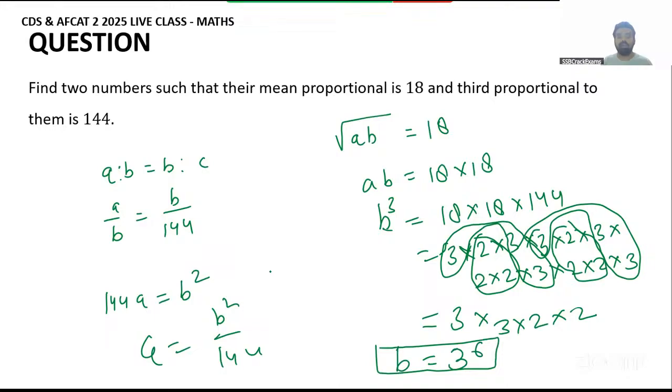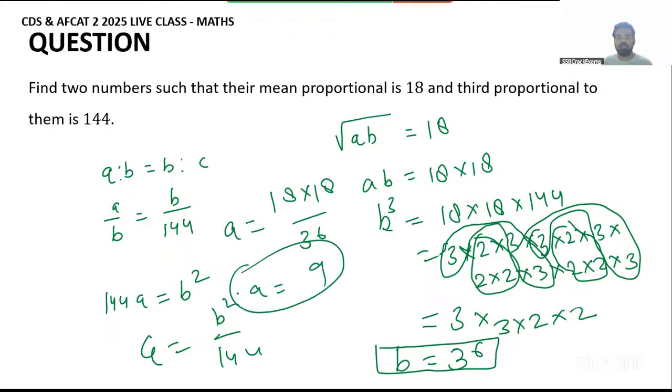Now we need to find A. So AB was 18 into 18 and we know B is 36, then A is equal to 18 into 18 divided by 36. So A is equal to 9 only. We got our answer. So this is how we do.